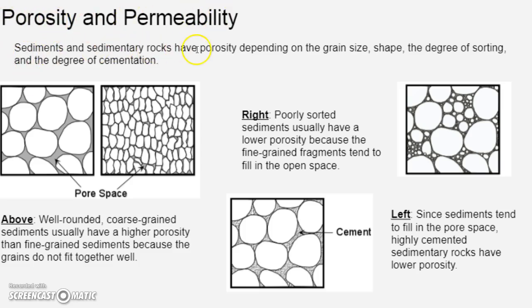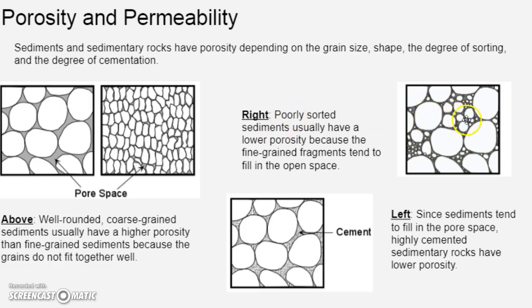Sediments and sedimentary rock have a porosity depending on their grain size, the shape, the degree of sorting, and the degree of cementation. So if I look at this picture here, these would be coarse rounded particles. This is the sediment itself. And these are going to have large pore spaces, right? Well-sorted coarse-grained sediments usually have a higher porosity than fine-grained sediments because the grains do not fit very well together, right? These larger pore spaces.